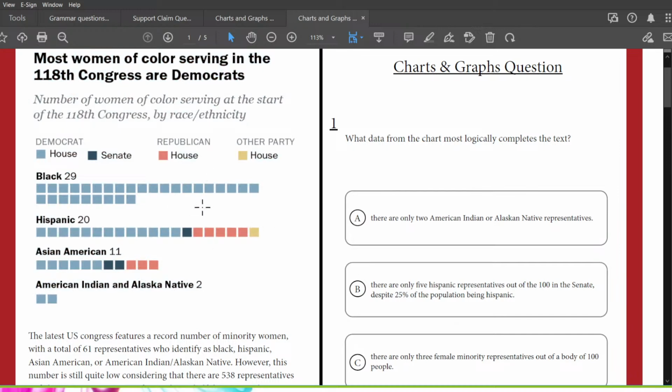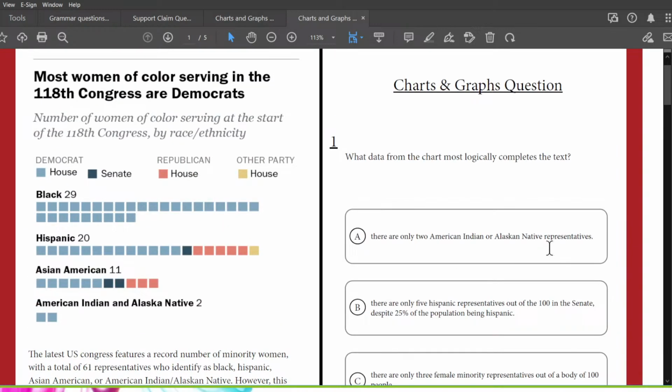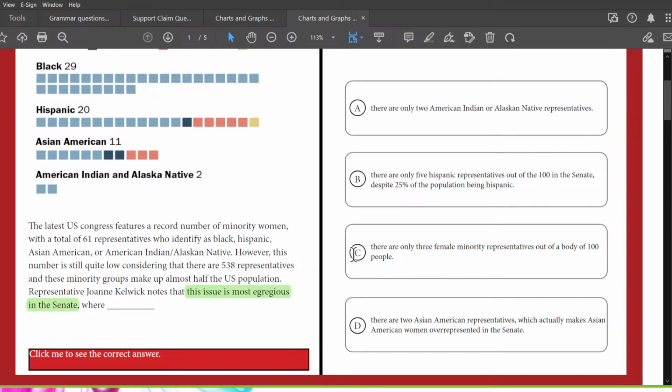So I can see that there are 3 of those, 2 in the Asian American column and 1 in the Hispanic row. And that does match up with C, which is that there are only 3 female minority representatives out of a body of 100 people. And so that does check out. That is an accurate statement, and that is the only answer that is correct and logically completes the text.